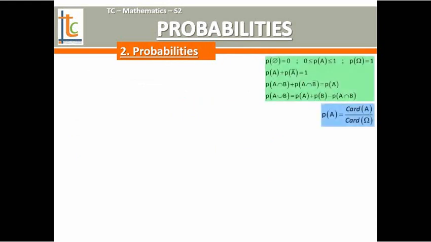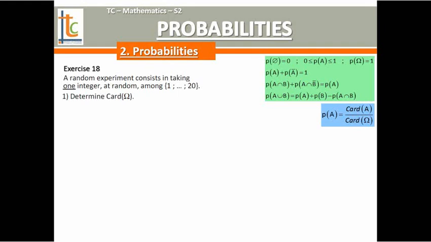So let's call back our formulas in order to see our tools. Exercise 18. A random experiment consists in taking one integer at random among the set 1, 2, 3, 4, 5 until 20. Okay, so it's a very simple random experiment. First question, determine the cardinal number of omega.